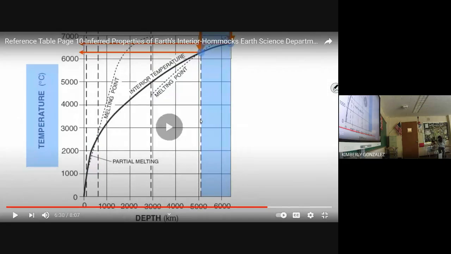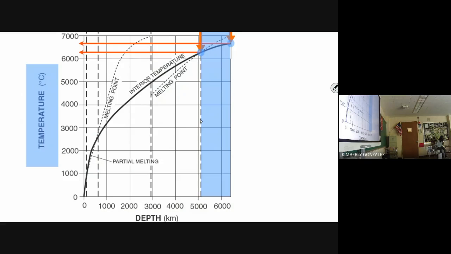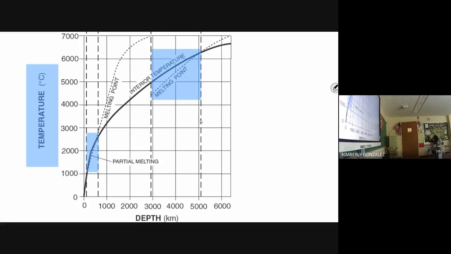Yep. So again, you notice it's a direct relationship between depth and temperature. Now you do see a couple dotted lines that are labeled melting points. Anytime the melting point is below the interior temperature, you're going to have a liquid layer. So anytime you see that this melting point is below the interior temperature, it means that it melted before it reaches the interior temperature, so you're going to have a liquid layer.